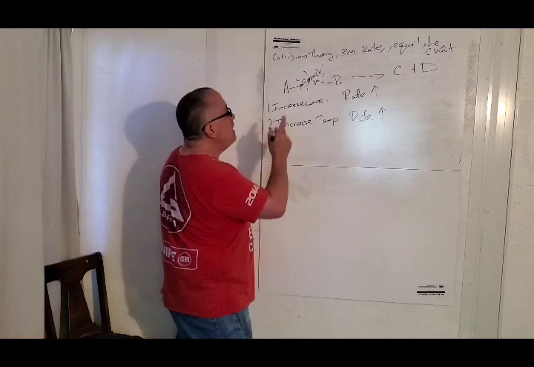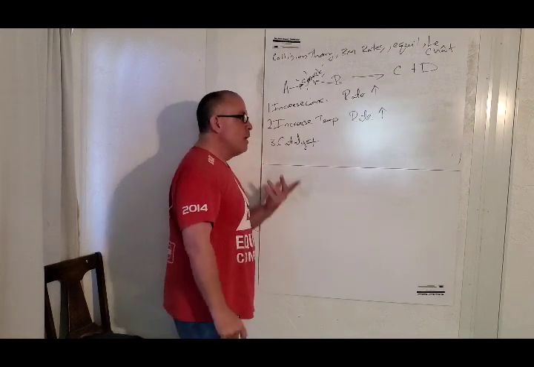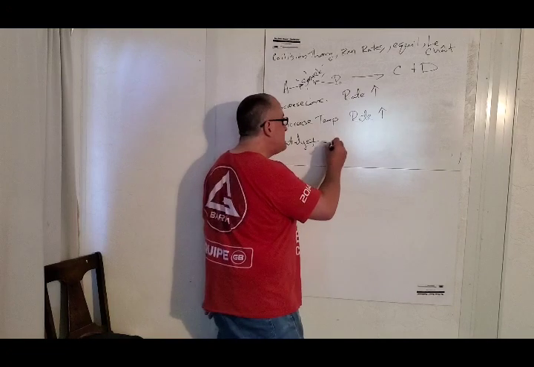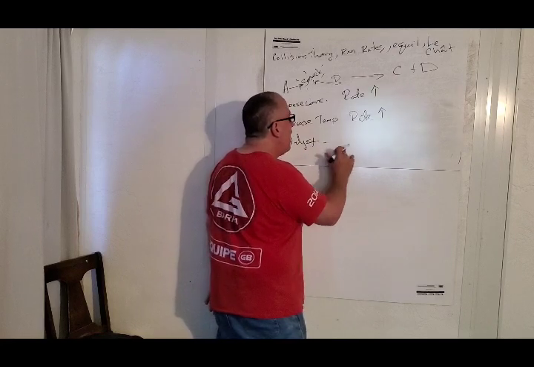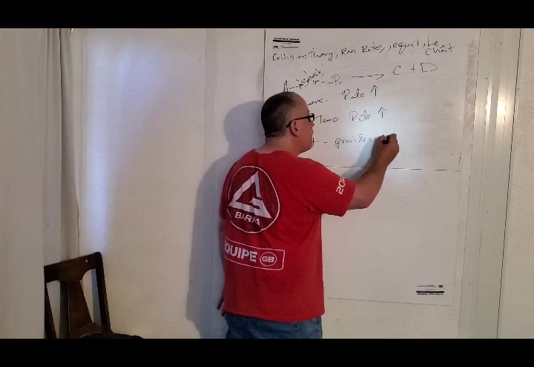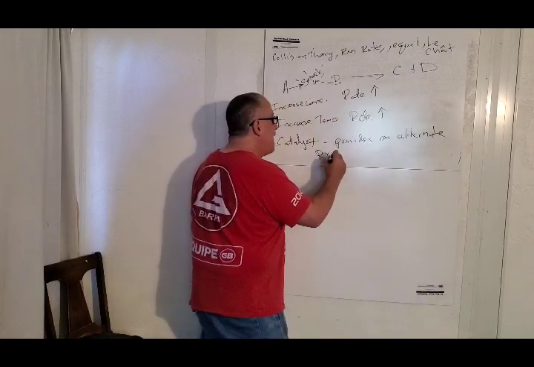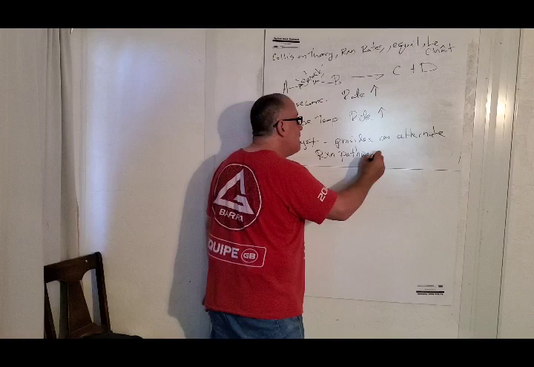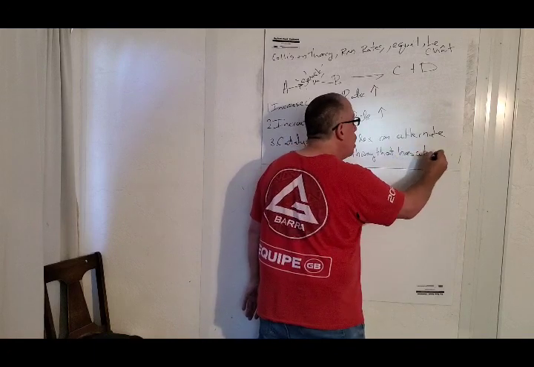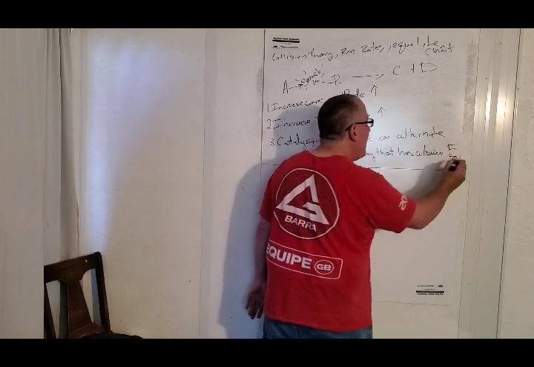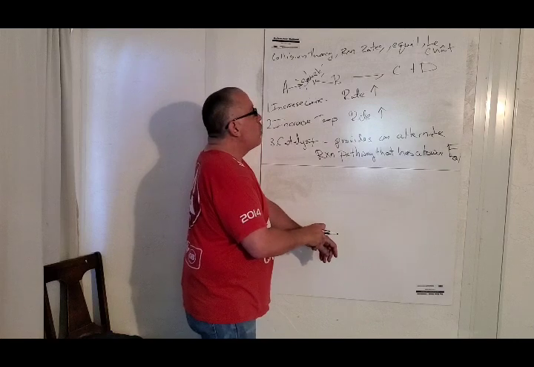The other way I can speed up a chemical reaction is by the use of a catalyst. And the way a catalyst works is, and I want you to memorize this sentence, it's in the book. A catalyst provides an alternate reaction pathway that has a lower activation energy. A catalyst provides an alternate reaction pathway that has a lower activation energy.